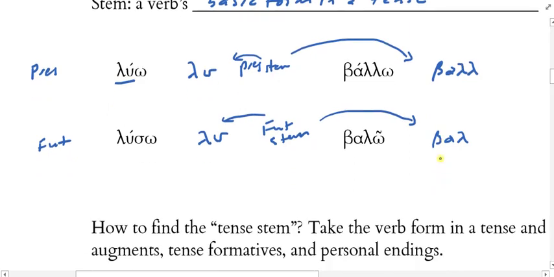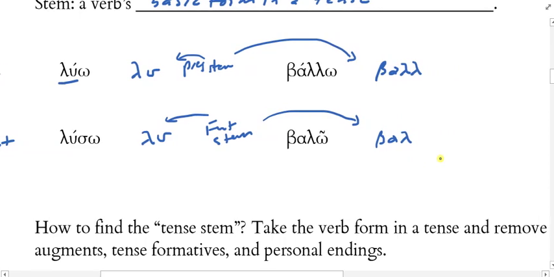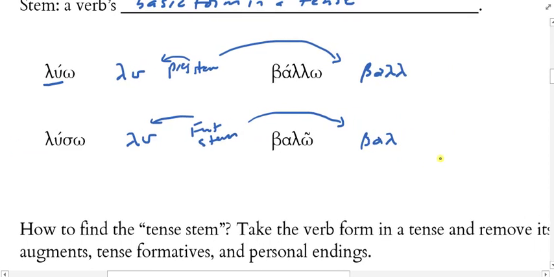Now, how do you find the tense stem of a particular verb's tense? What you do is you take the verb form in that tense and you remove certain things. You remove something called augments, which you're going to learn about in the imperfect and aorist tenses, which are the past time tenses. You remove the tense formatives. Right now, you know the sigma of the future is a tense formative. You remove that. And then you remove any personal endings. You strip those off, and what you're left with is the stem of that verb for that particular tense. And we frequently refer to that as the tense stem.